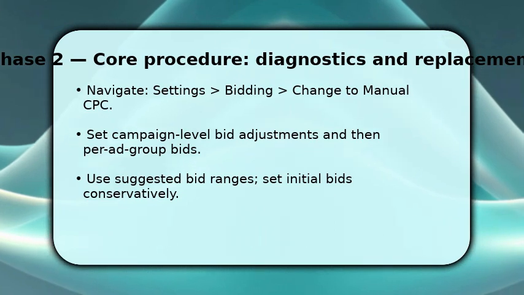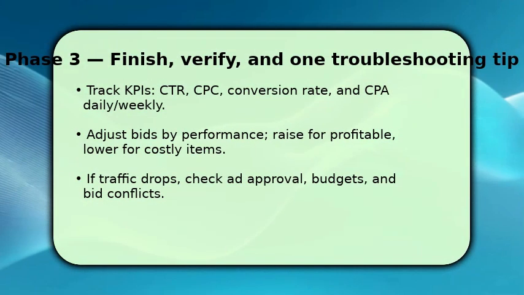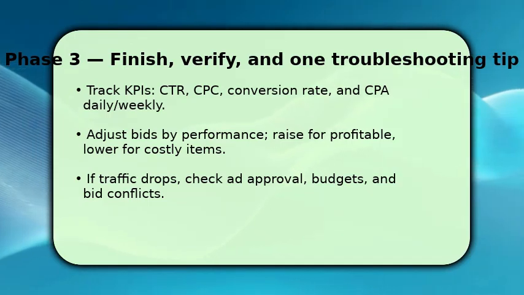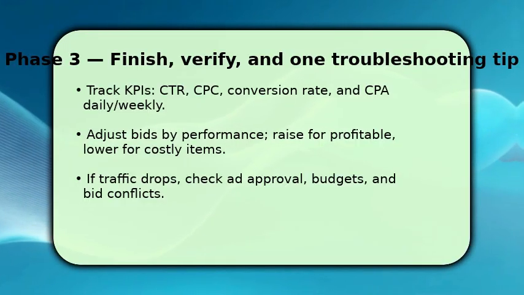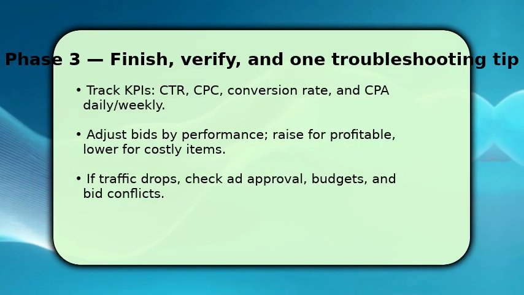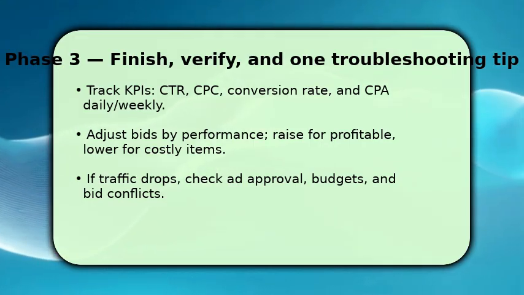You finish by actively monitoring performance metrics, CTR, CPC, conversion rate, and CPA, daily at first, then weekly as patterns emerge. Make bid changes based on data. Increase bids where conversions are strong and lower bids where costs are high with few results. Also make sure budgets aren't limiting impressions.